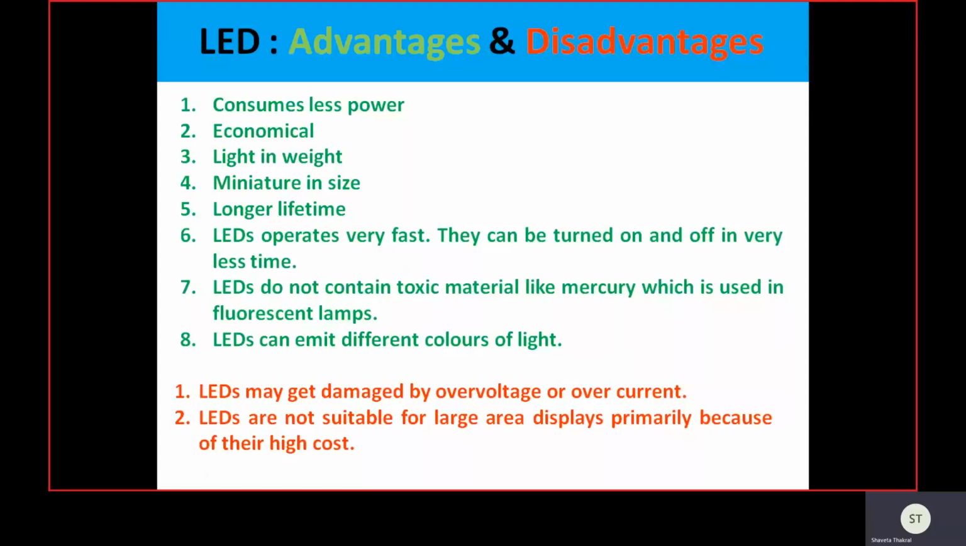Here is the list of advantages and disadvantages of the LED. LED consumes less power, is economical, light in weight, miniature in size, and has a longer lifetime. LEDs operate very fast; they can be turned on and off in very little time. LEDs do not contain toxic material like mercury, which is used in fluorescent lamps, and LEDs can emit different colors of light. And what are the disadvantages of LED? The LED may get damaged by over voltage or over current, and LEDs are not suitable for large area displays primarily because of their high cost.